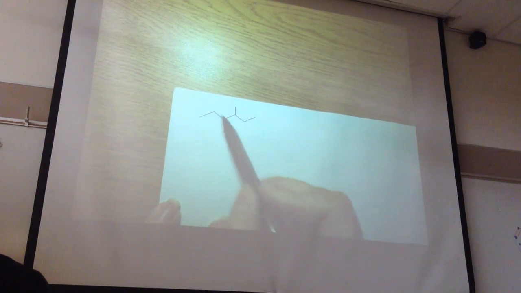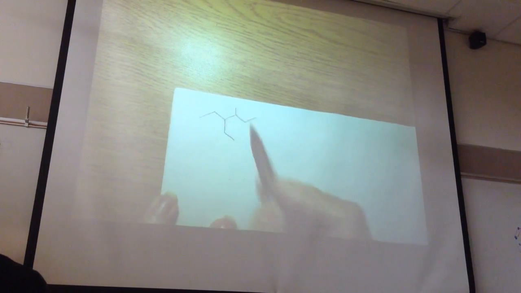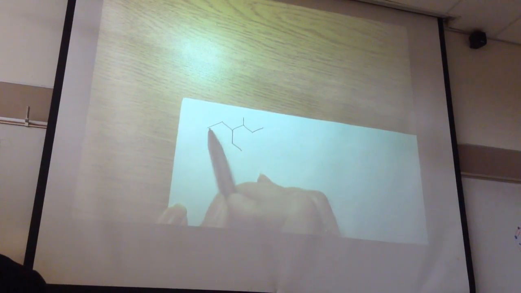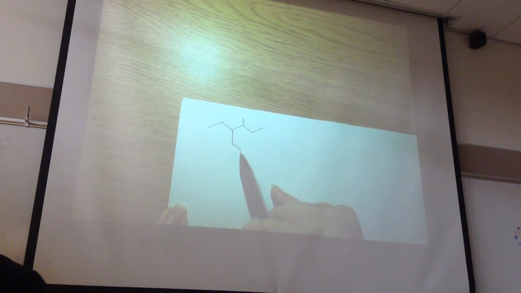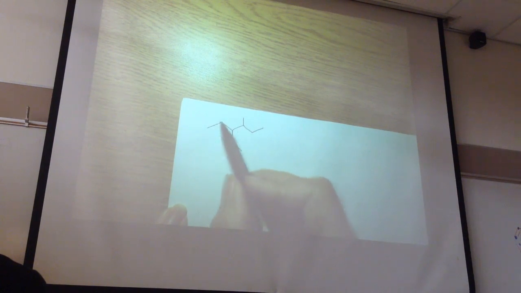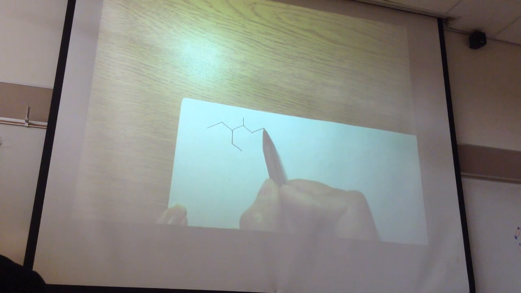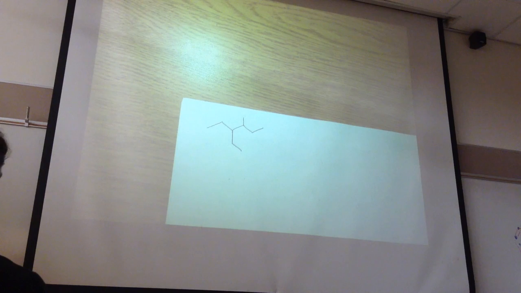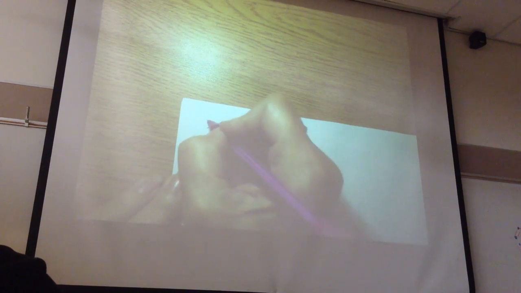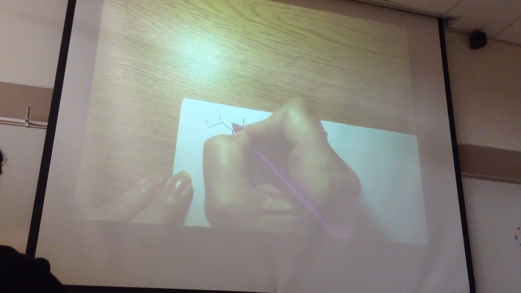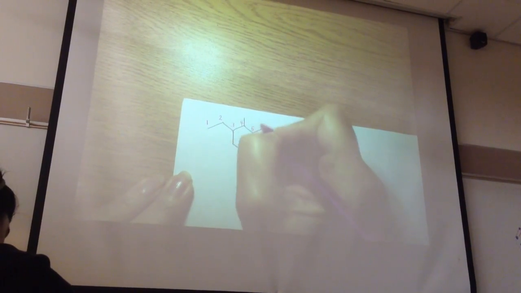So 1, 2, 3, 4, 5. You want to have the continuous motion. So this is 1, 2, 3, 4, 5 without lifting the pen. 1, 2, 3, 4, 5, or 1, 2, 3, 4, 5, 6. So 6 is the parent. You know that somewhere at the end of the road, the compound is going to be called a hexane, and we all have to agree on the same name. So I'm going to start numbering from the left. And from the left, this would be 1, 2, 3, 4, 5, and 6.